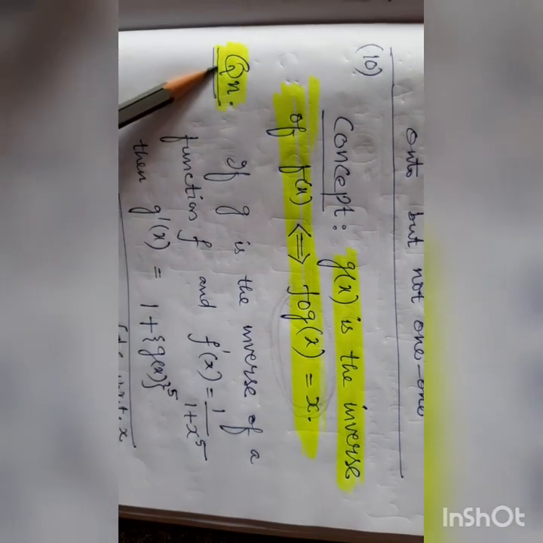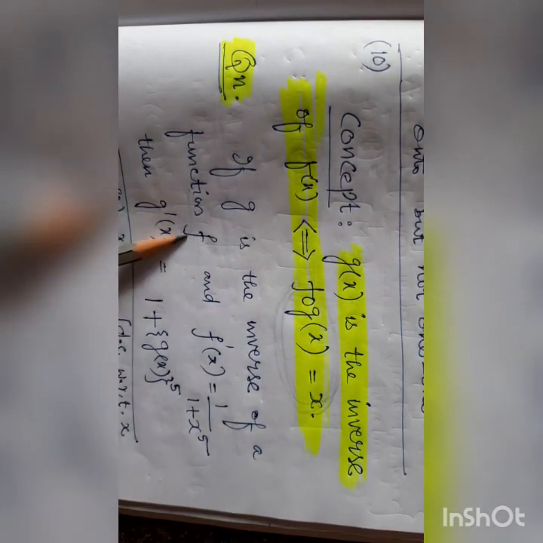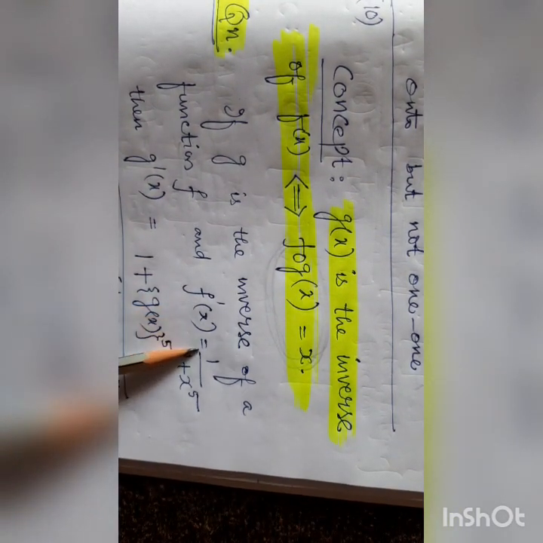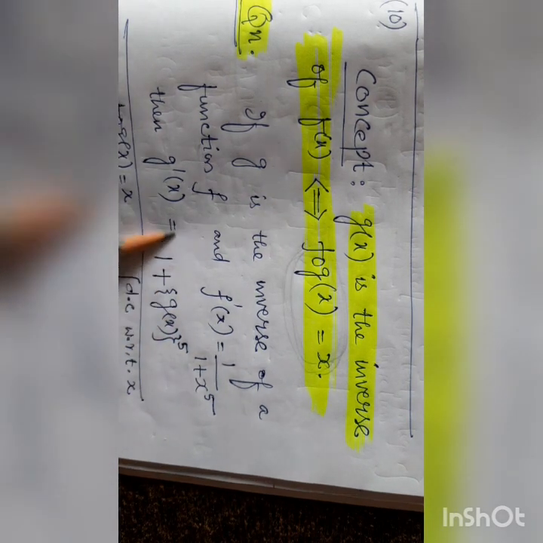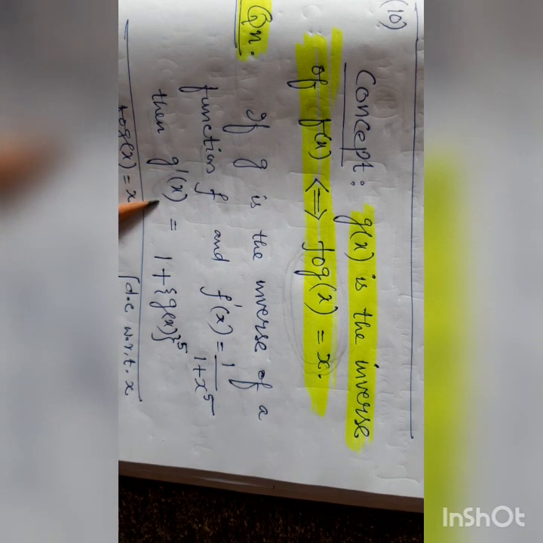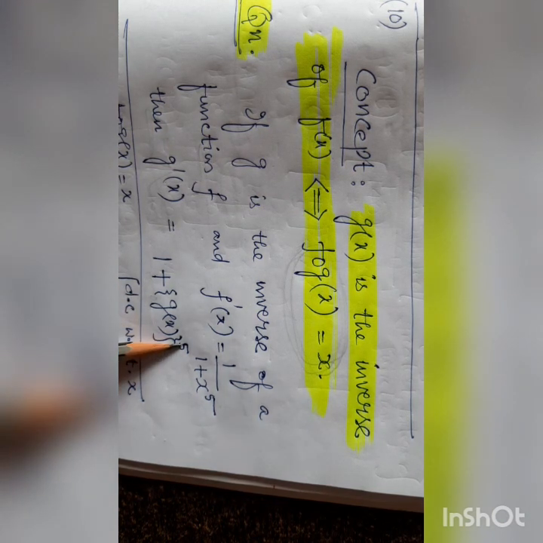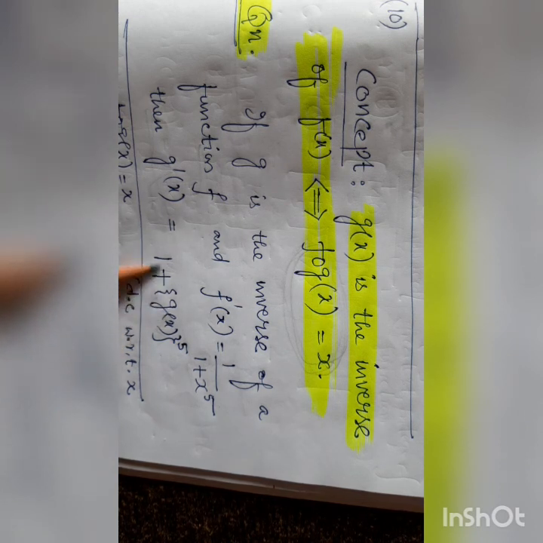What is the question in the competitive exams? If g is the inverse of a function f and f dash x equals 1 by 1 plus x power 5, then what is g dash of x? The option is 1 plus g of x whole to the power 5. This is a very old type of question, but fundamentally I have started with this fundamental.